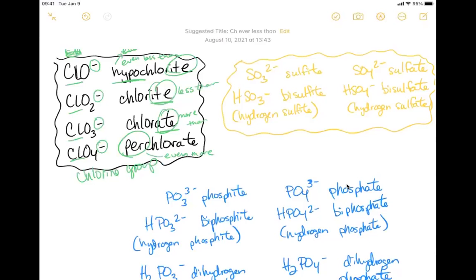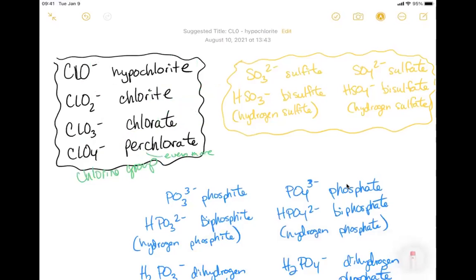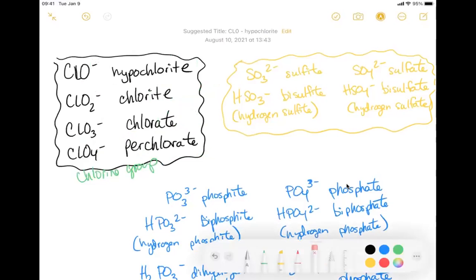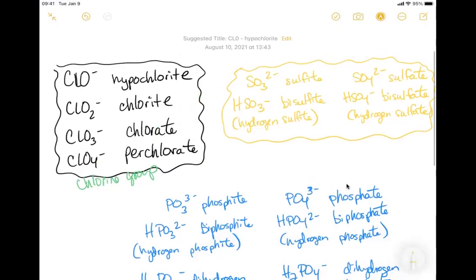So what you'd have to remember is, like I said, the name and the formula. So if I can try to erase this without erasing everything. So if I ask you, what's the formula for chlorate? You would say ClO3, with a charge of -1. So that's the chlorine group. Then I come over here.